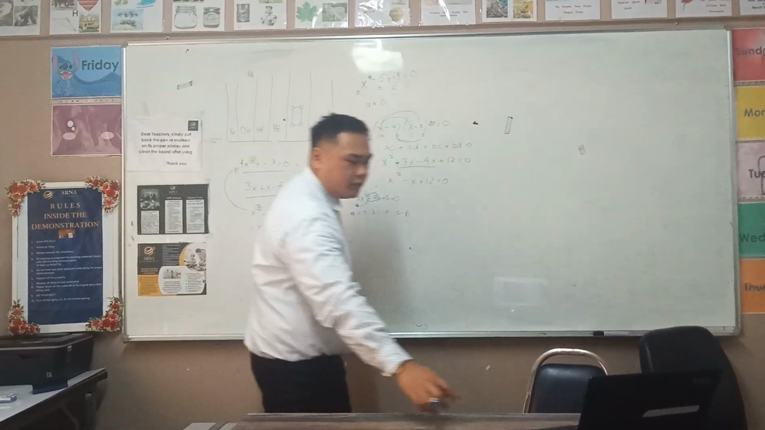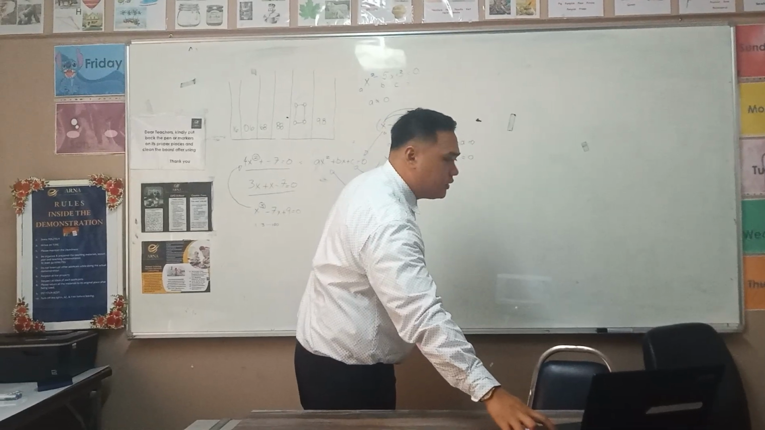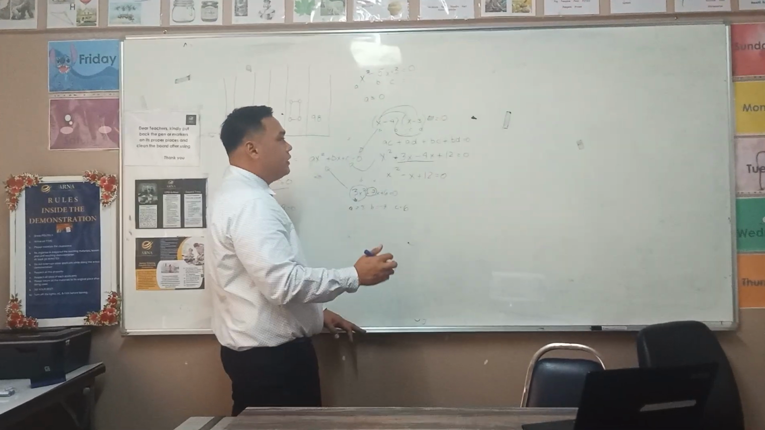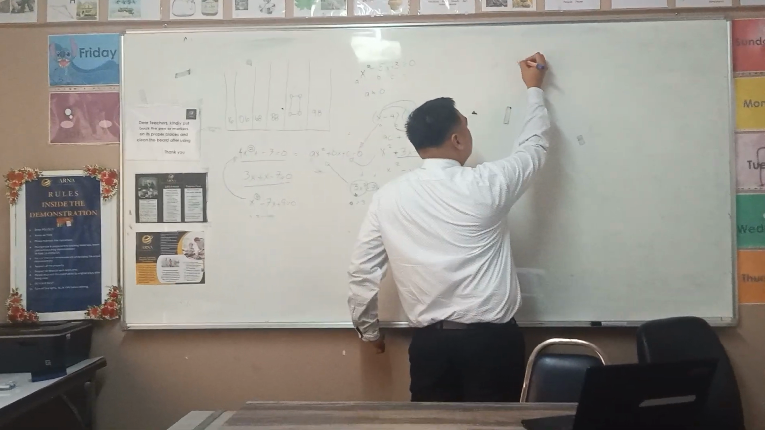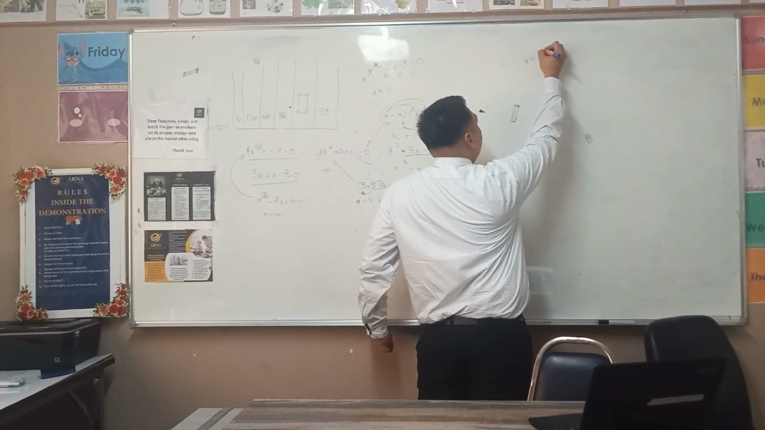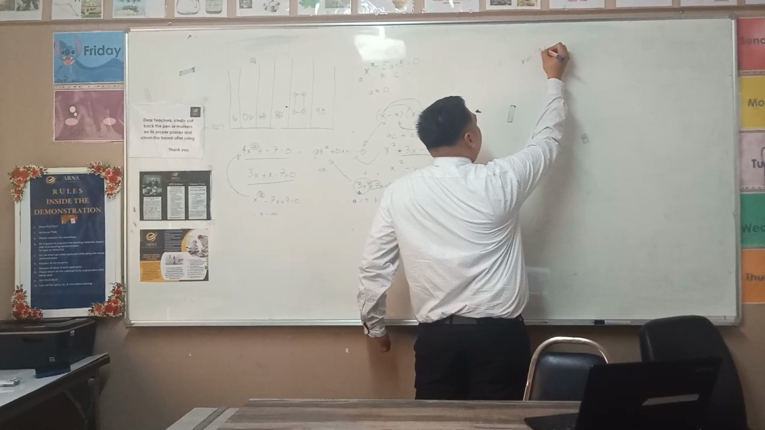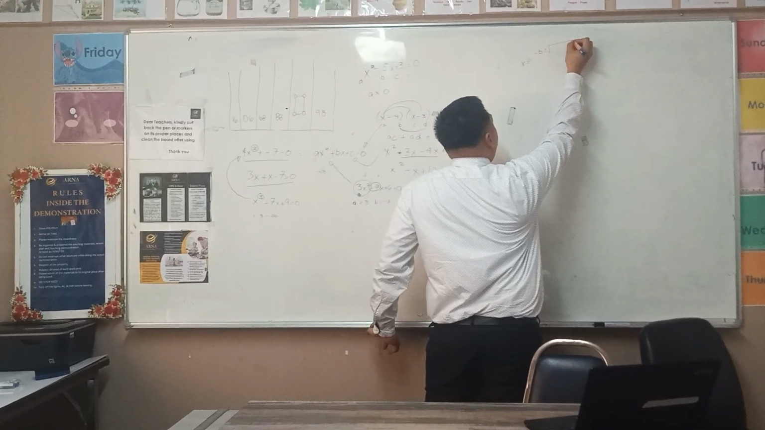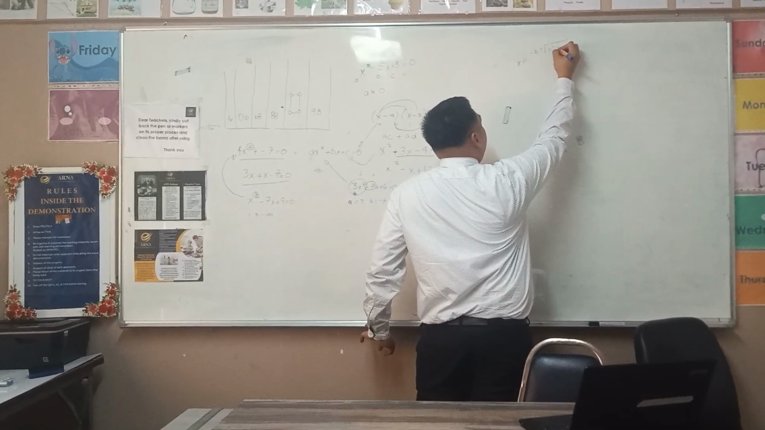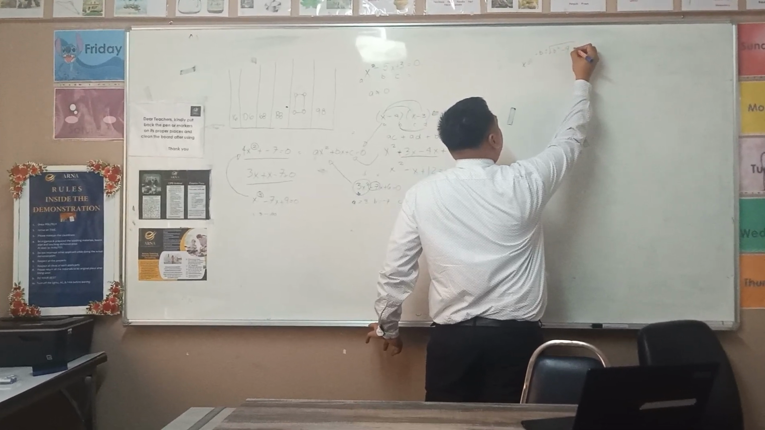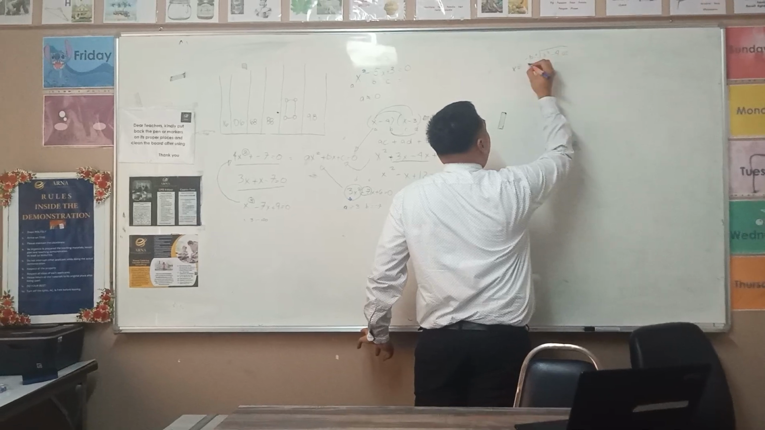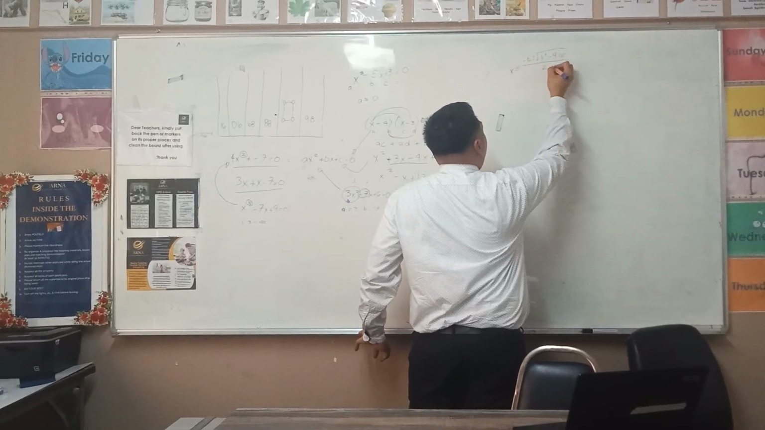Then let us solve the quadratic equation using the quadratic formula. What is our quadratic formula? Our quadratic formula will be x is equal to negative b plus or minus the square root of b squared minus 4 times a times c, all over 2a.